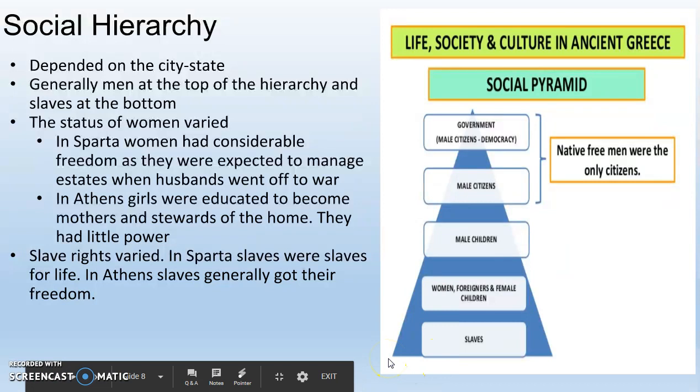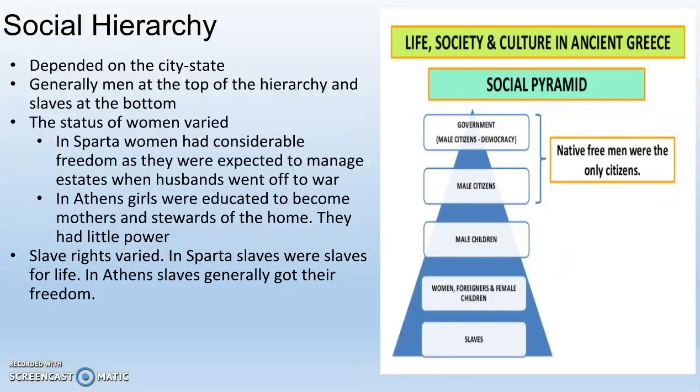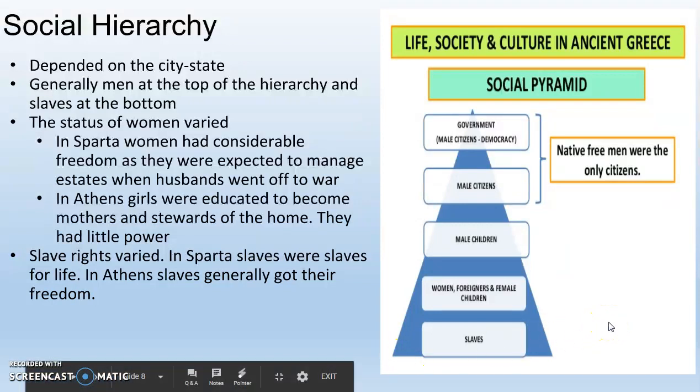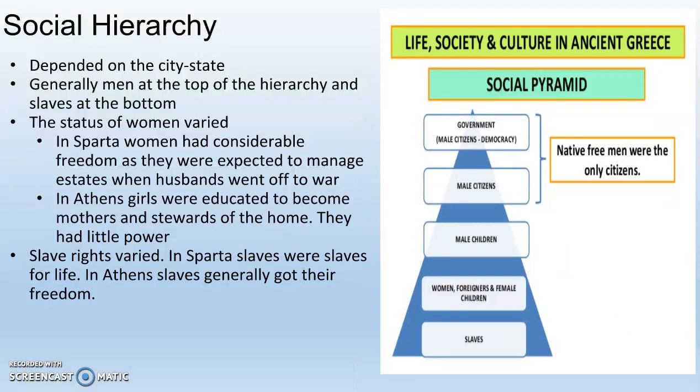So the social hierarchy isn't necessarily dependent upon job like it was in a lot of the other civilizations we talked about, where maybe if you were a priest or a trader or a farmer, that would decide where you were. Very different in Greece. It's largely based on gender and citizenship. So were you born in Athens? Were your parents citizens? That kind of thing.